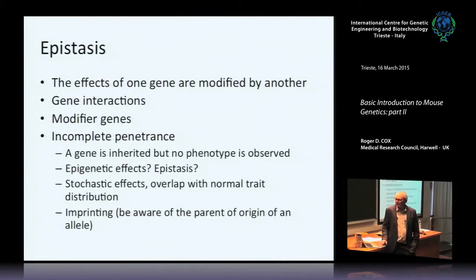You should also be aware of imprinting, beware of parent of origin. So that's another reason for keeping good records and knowing what you're breeding and where alleles are coming from, because you may come across genes that are imprinted. So the imprinted genes are those genes which are only expressed from one chromosome, so the maternal copy of a chromosome, for example, or the paternal copy of a chromosome.